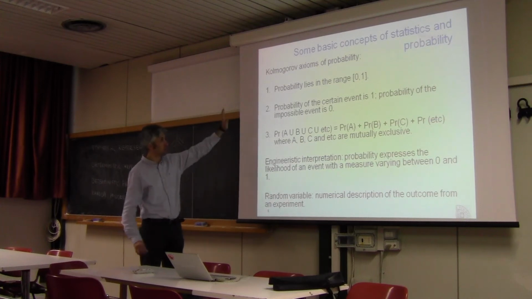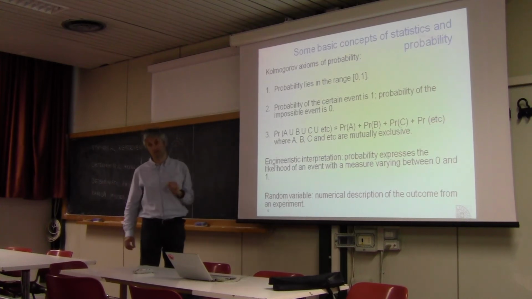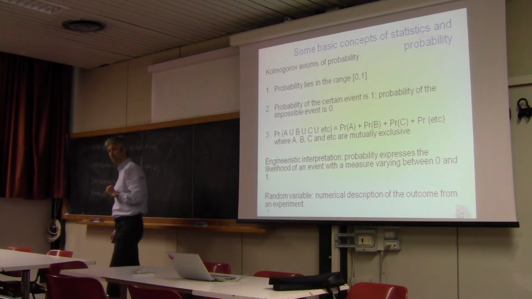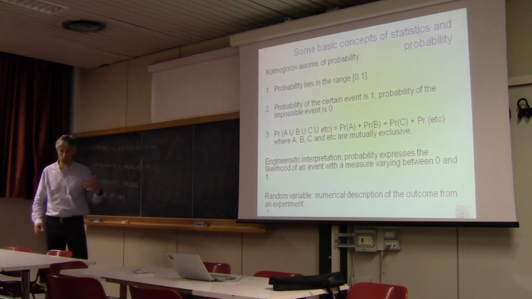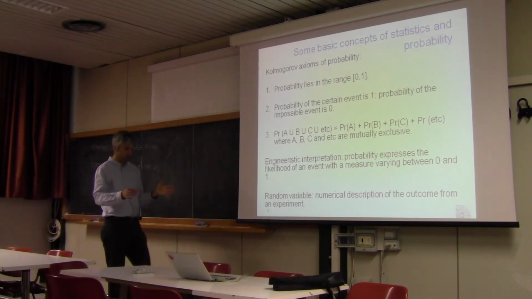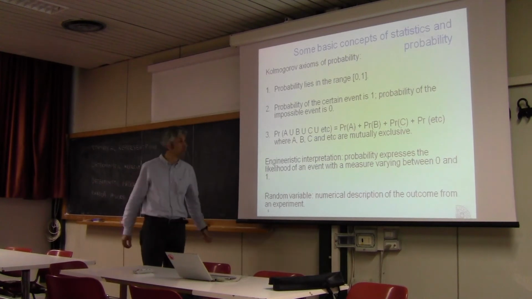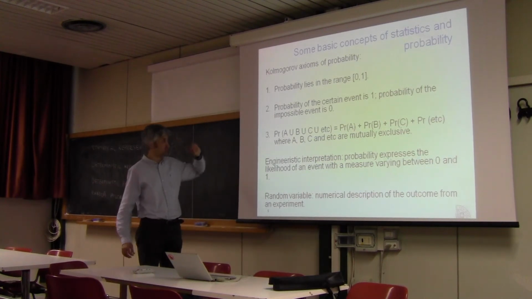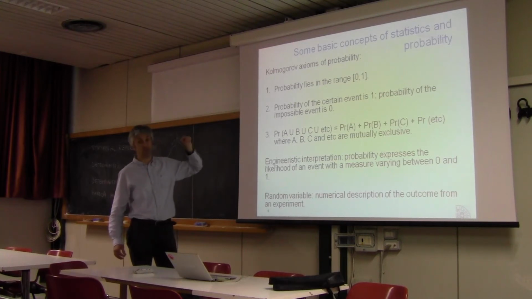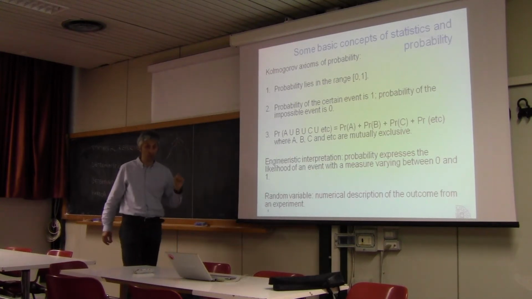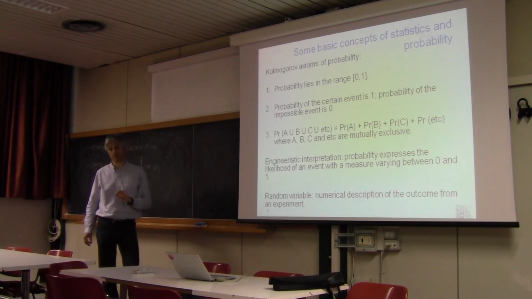Okay, so probability lies in the range 0, 1. You can express probability in percentage terms, as people usually do. It means that it varies between 0 and 100%. This is the first axiom. Second axiom. Probability of an event that is certain is 1. Probability of the impossible event is 0.